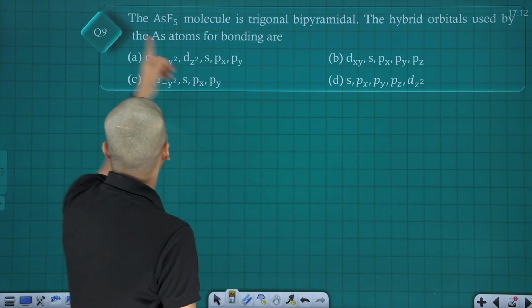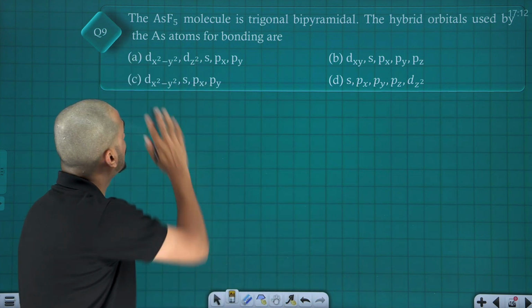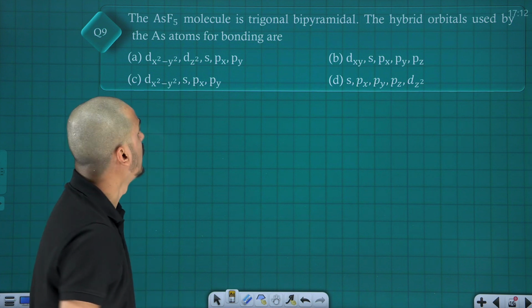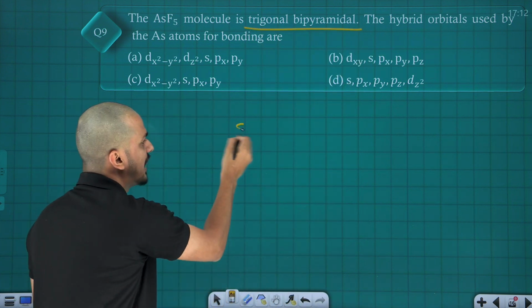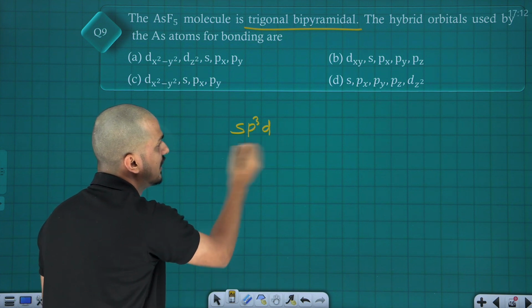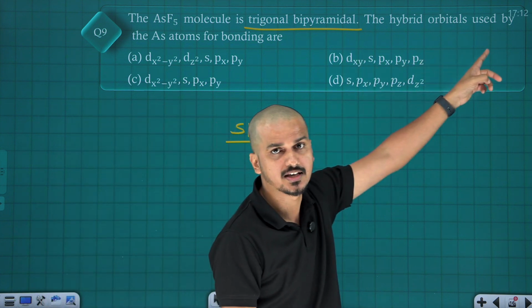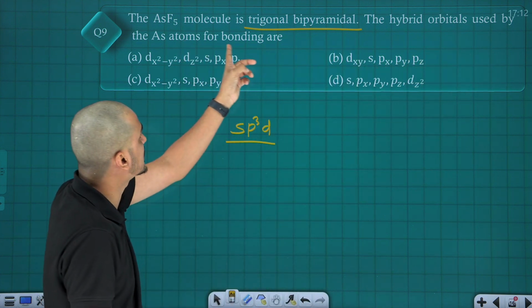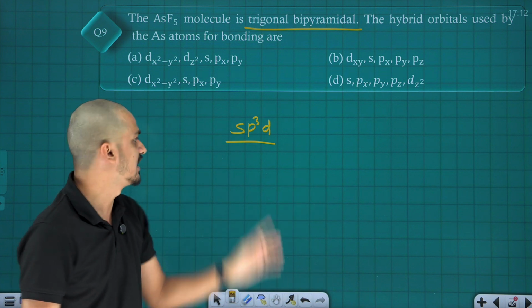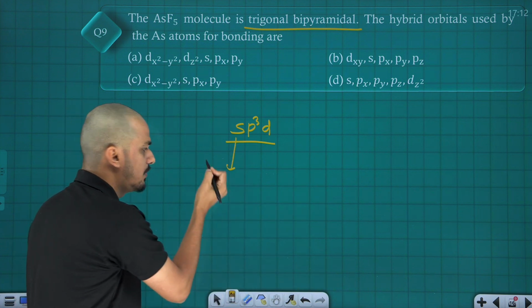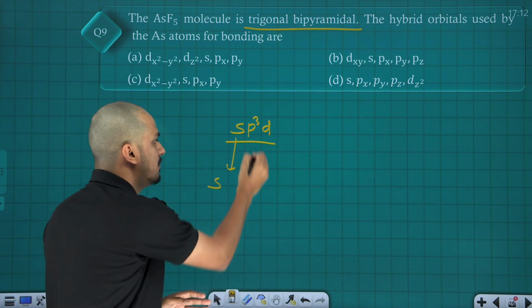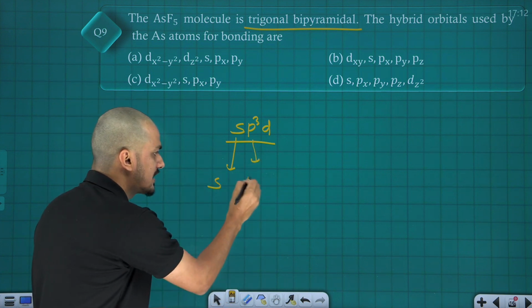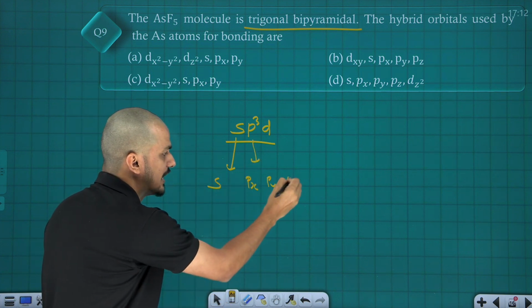What about question number 9? Here the question is: AsF5 molecule is trigonal bipyramidal. Trigonal bipyramidal means its hybridization is sp3d. The hybrid orbitals used by the As atom for bonding are? In sp3d, s means only one orbital is there, that is non-directional. p means they are directional: px, py, pz.